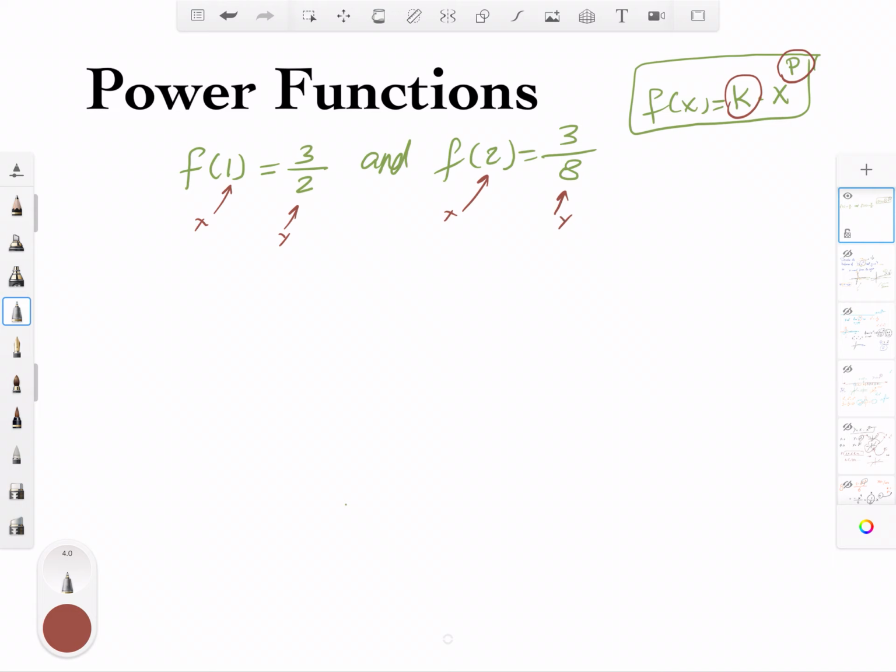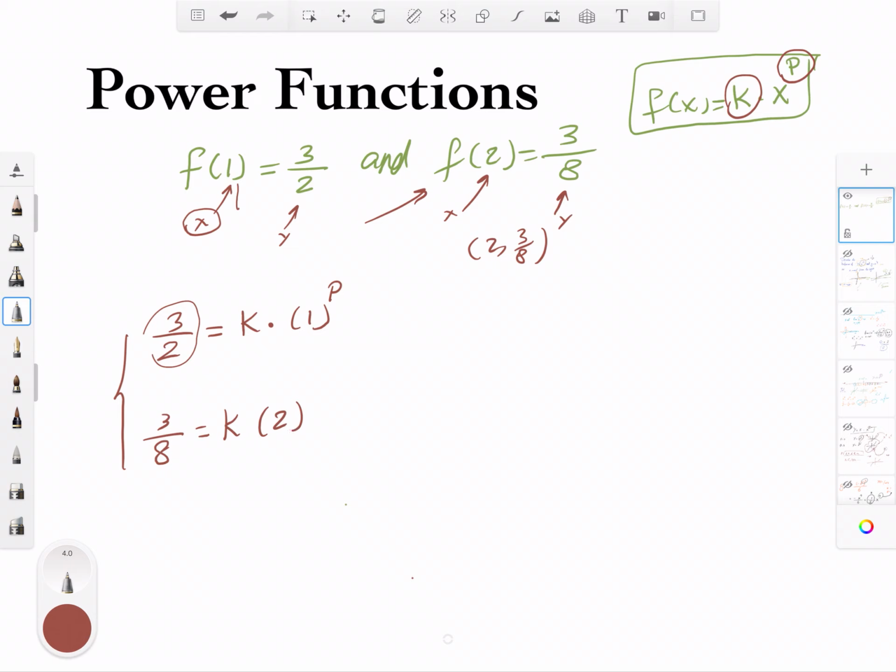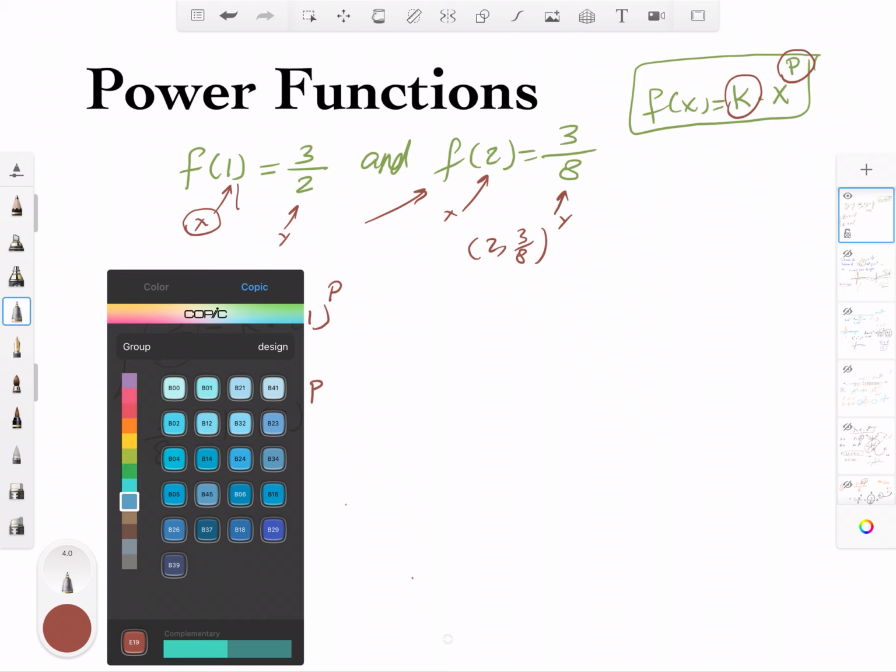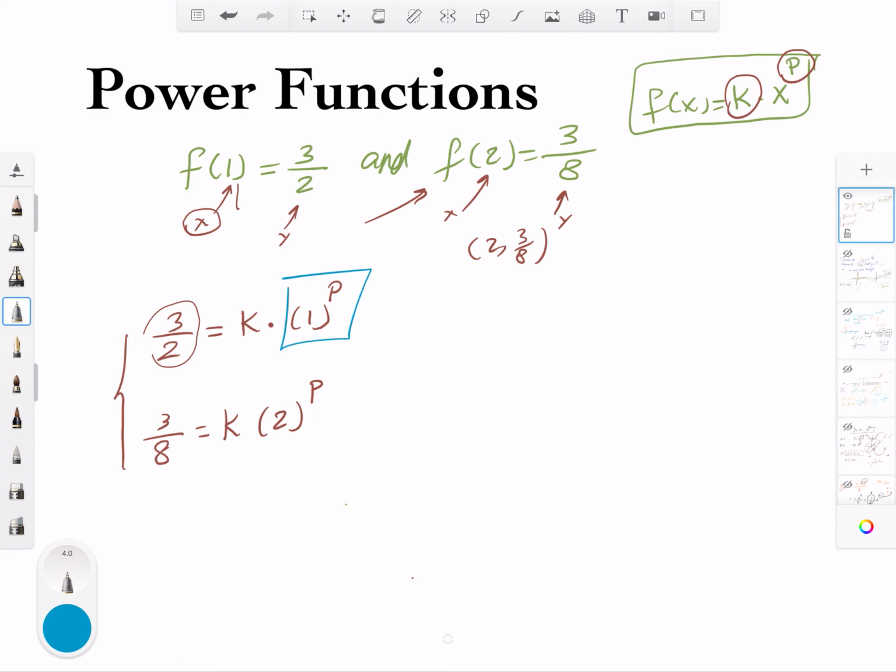So I'm going to write 3/2 equal to k multiplied by 1 to the power of p. So this is my x. Instead of x I put 1, instead of y I put 3/2. For this point, which is 2 comma 3/8, I will put 3/8 equal to k times 2 to the power of p. So we have 2 equations, 2 unknowns. This seems simple because 1 to the power of p is 1, therefore k equals 3/2.